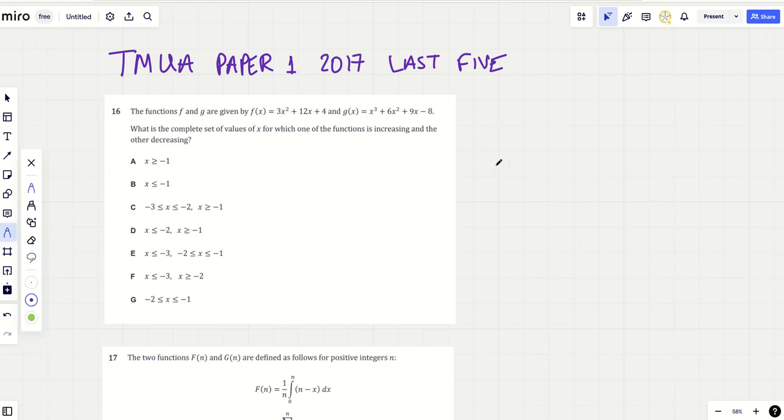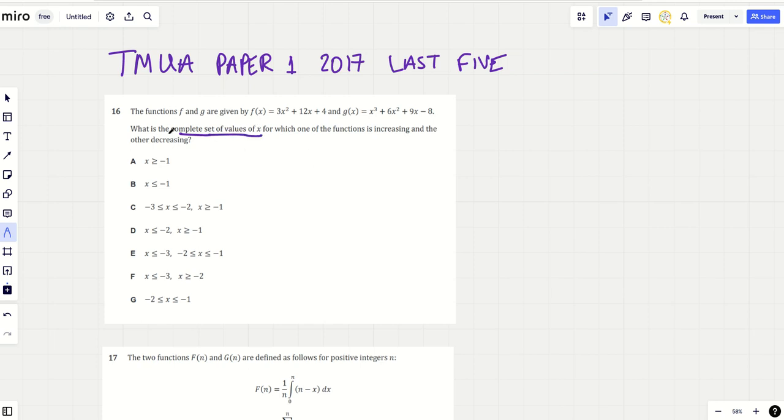Now I was doing this with a couple of students, Rishi and Jeffy today, and they were doing really well. So let's have a look at this. Okay, so functions f and g are these two. What is the complete set of values of x?